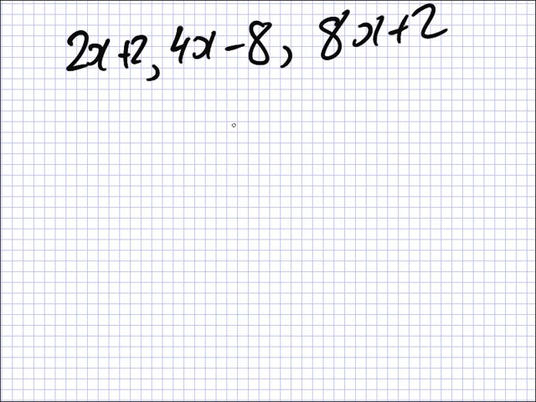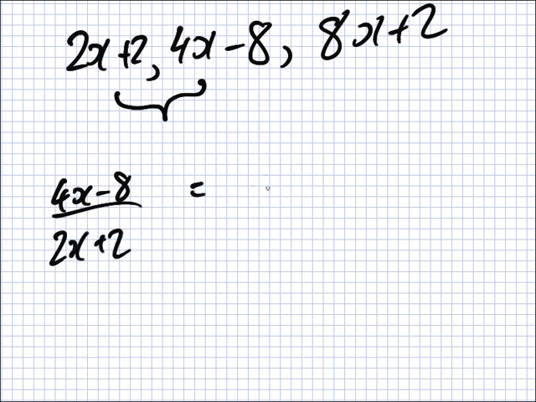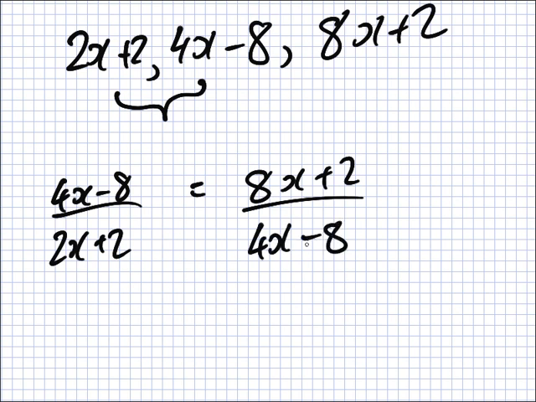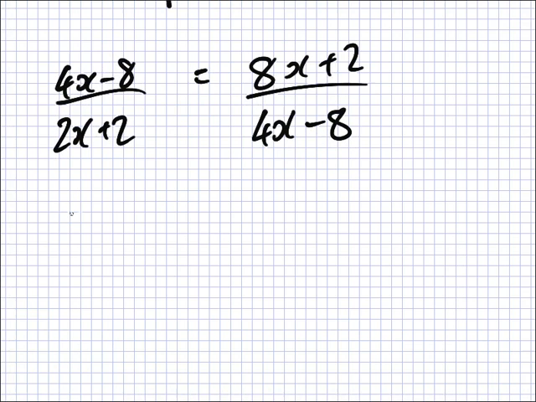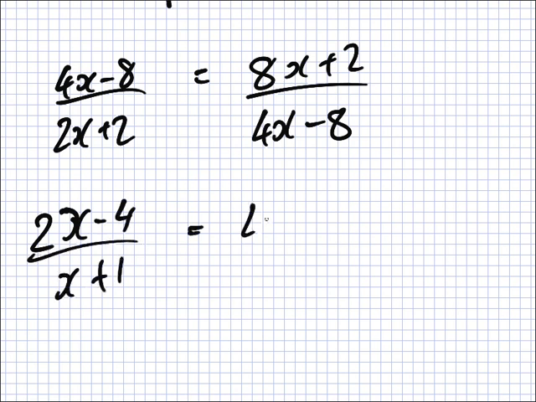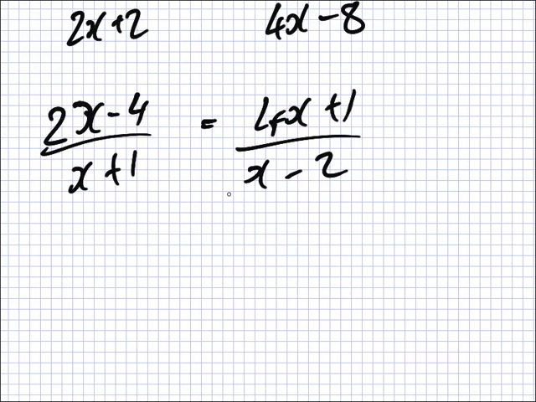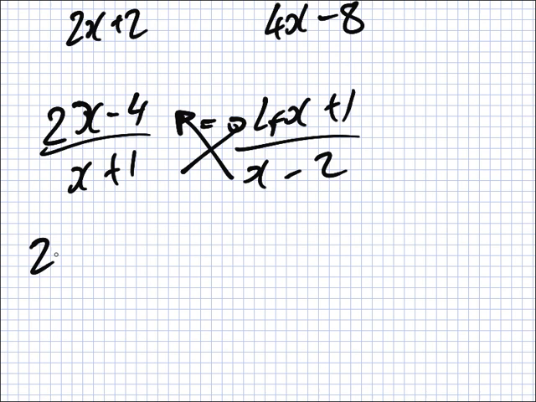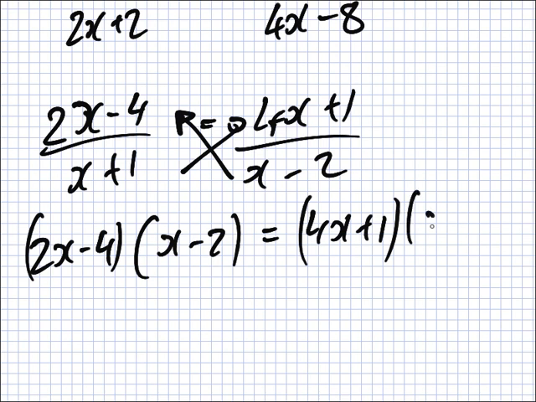Can I look at this one? So what's the trick here? The r is the same. (4x minus 8) over (2x plus 2) equals (8x plus 2) over (4x minus 8). Right? Now before I do anything, I can divide everything by 2. (2x minus 4) over (x plus 1) equals (4x plus 1) over (x minus 2). Yes? Now, what's this called? Cross multiply. (2x minus 4)(x minus 2) equals (4x plus 1)(x plus 1).